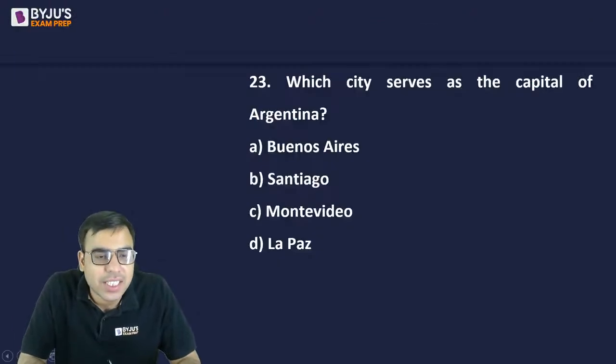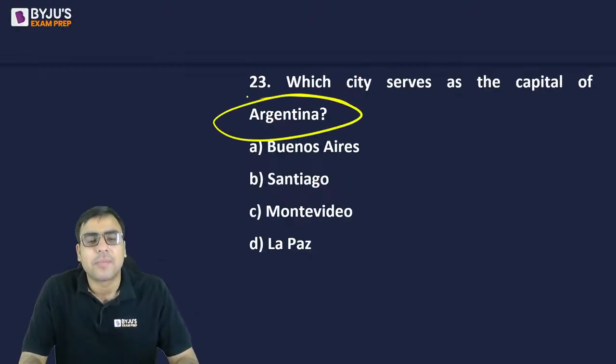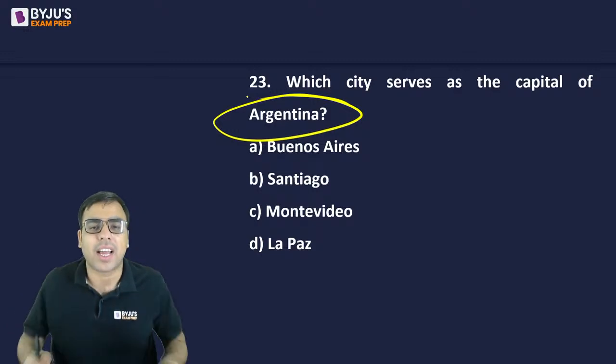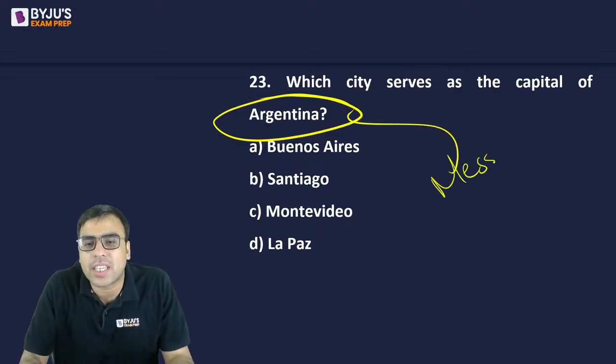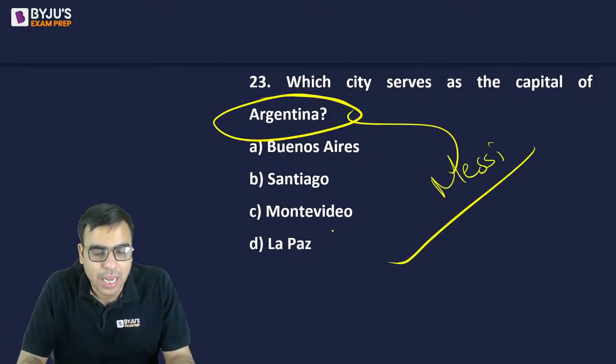The next is, which city serves as the capital of Argentina? Because they're asking capitals as well. And there's a very famous player, Messi, who is from Argentina. I hope you are aware. Capital of Argentina, tell me.